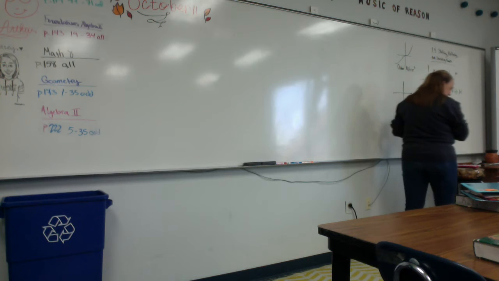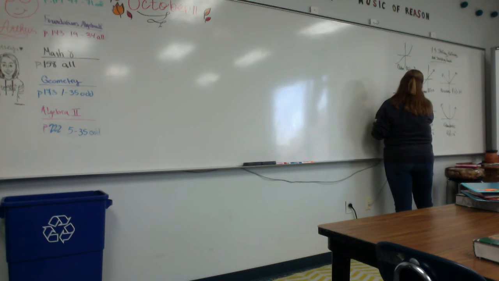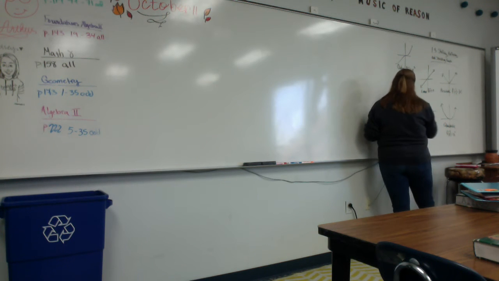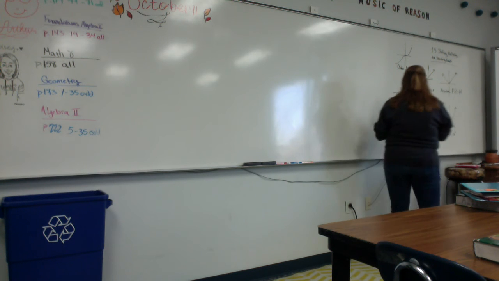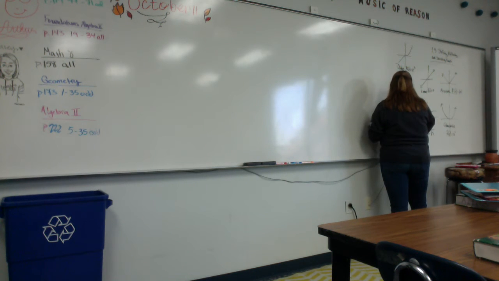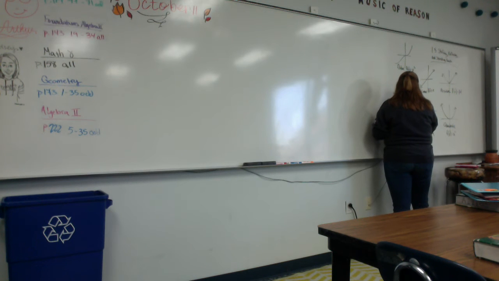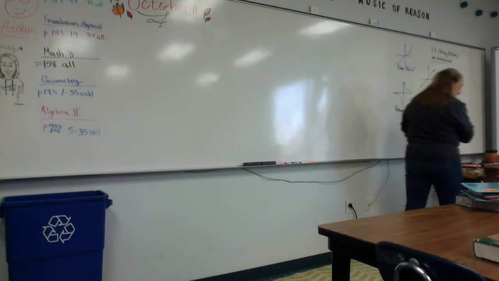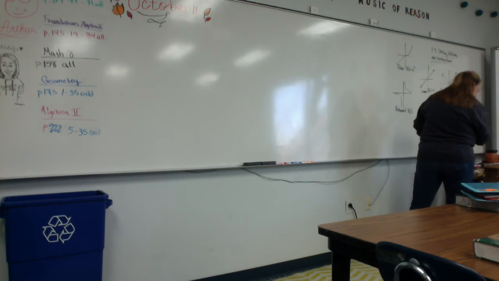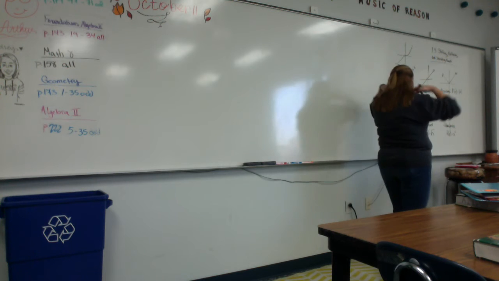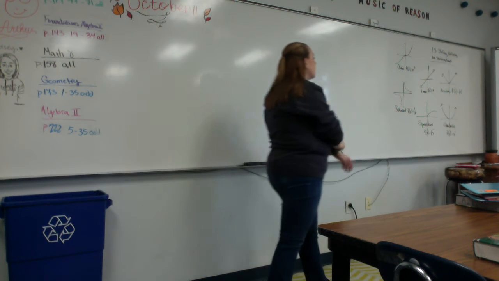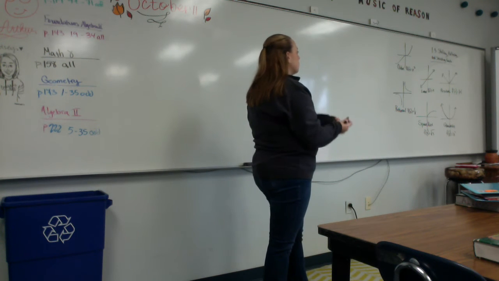And then the last one is a function that looks like this. What type of function is that? A rational function, with f of x equals 1 over x. Those are the 6 functions we are going to look at.